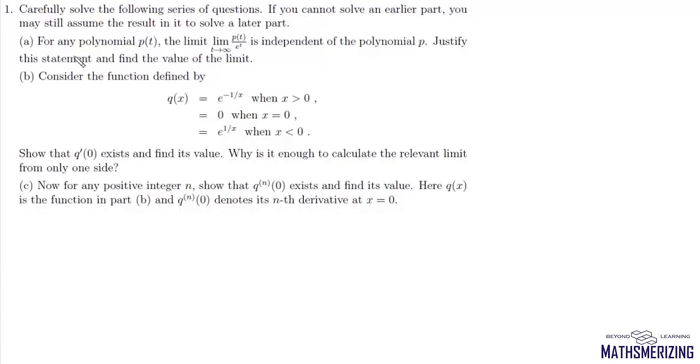Now question number 1a is, for any polynomial p(t), the limit as t tends to infinity of p(t) upon e to the power t is independent of the polynomial p. Justify the statement and find the value of this limit. So we have this limit, which is limit t tends to infinity p as a function of t upon e to the power t.